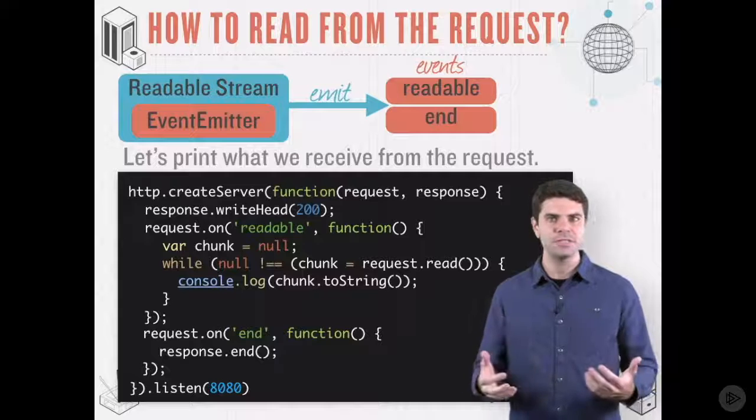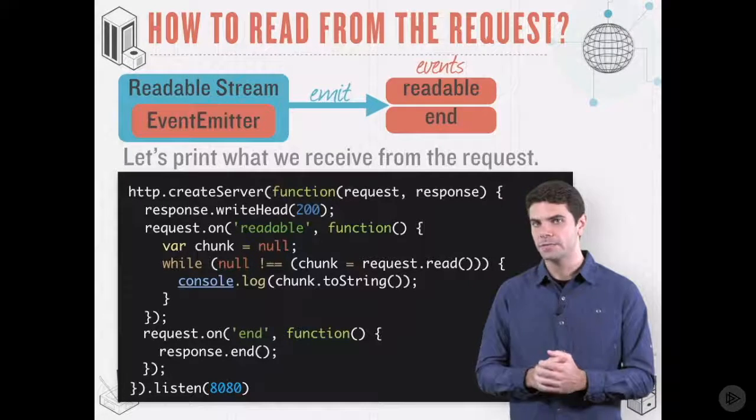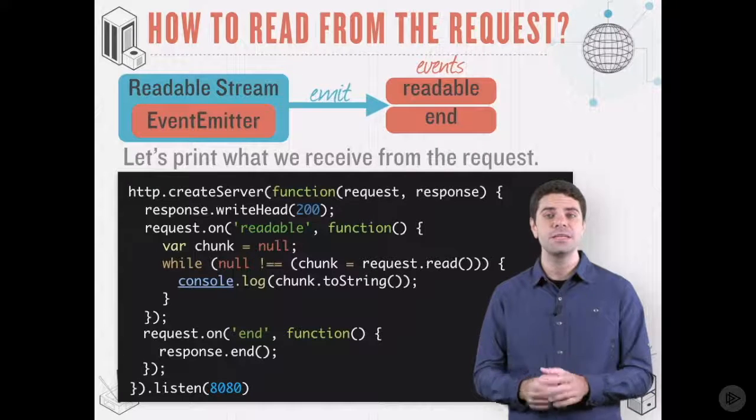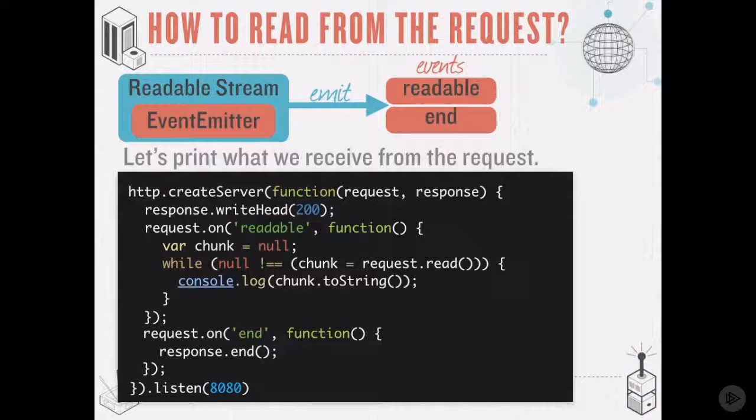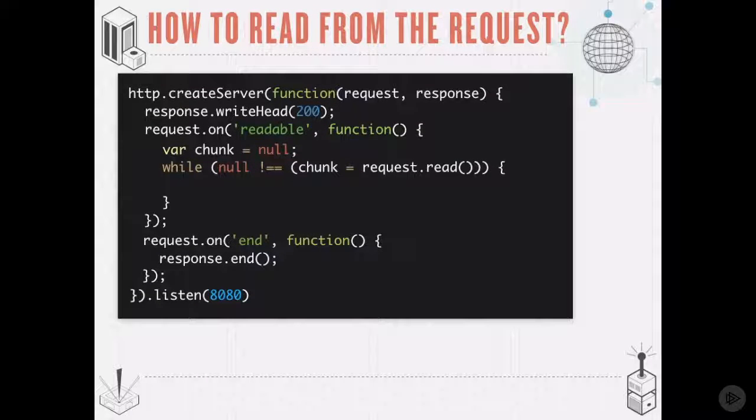How might we change this so that we echo back to the client the data that we get on the request? All we have to do is change one line. In this case, instead of console.log, we call response.write here. Notice that we don't have to call the toString function. Response.write does that behind the scenes for us.